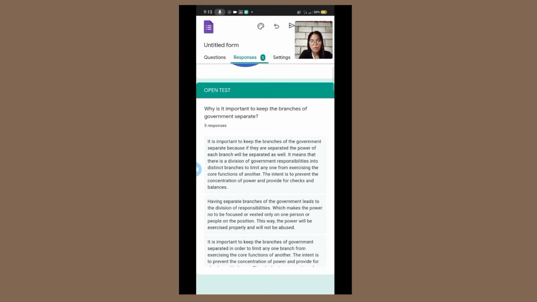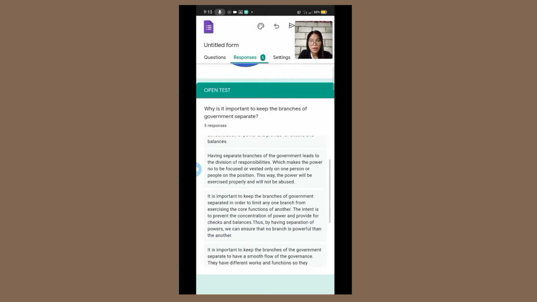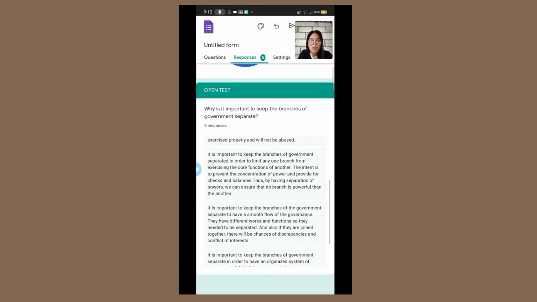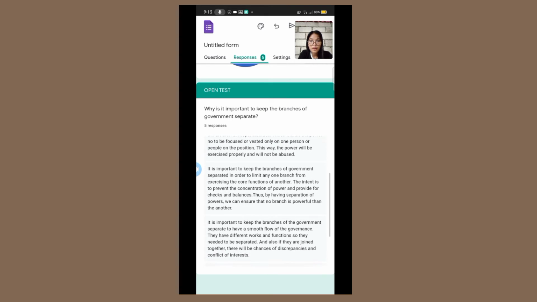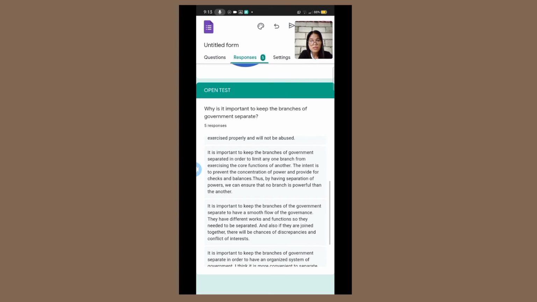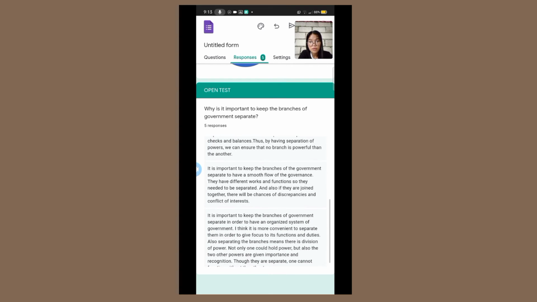So having separate branches of the government leads to the division of responsibilities, which makes the power not to be focused or vested only on one person or people in the position. This way, the power will be exercised properly and will not be abused.